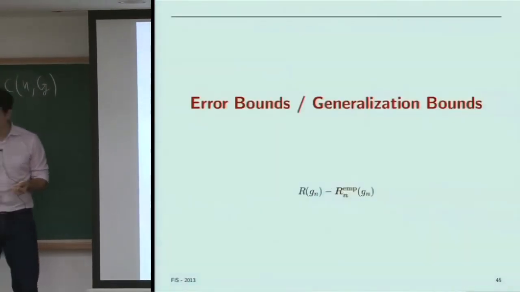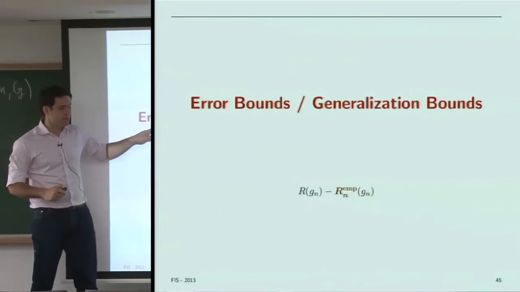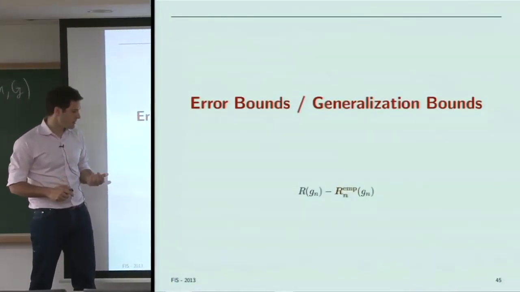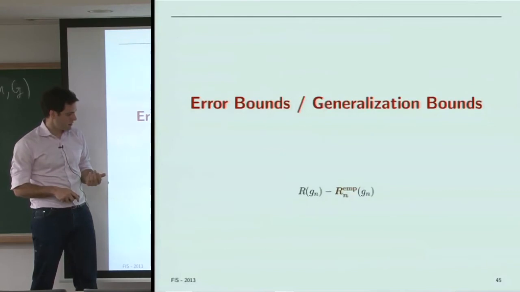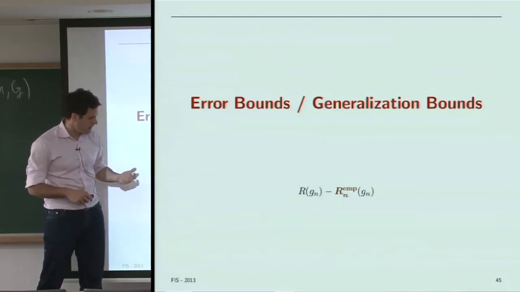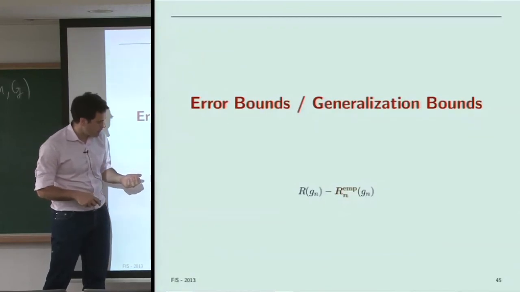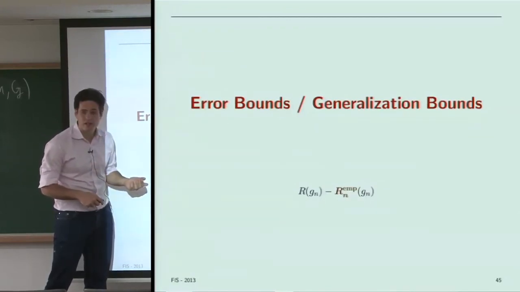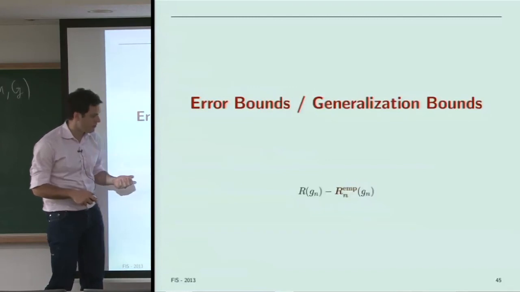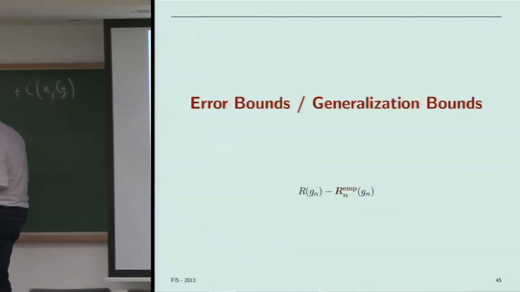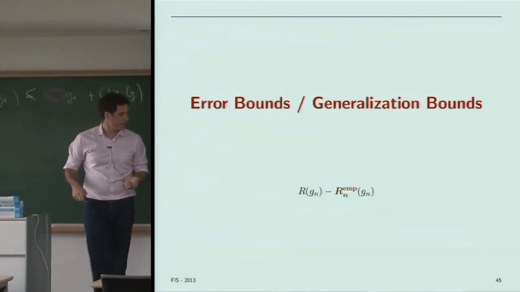So we will focus on error bounds, which are also called generalization bounds. So the generalization bound, again, is bounding the difference between the real risk of Gn and the empirical risk of Gn. So again, this drawing. Okay?